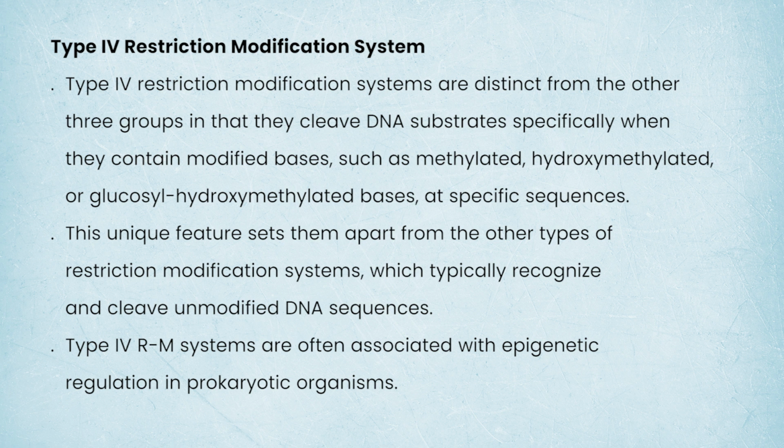So, what happened in type 4? This unique feature sets it apart from the other types of restriction modification, which typically recognize and cleave unmodified DNA sequences, but this type 4 enzyme will cleave only the DNA substrates which show modified bases. So, if the virus is successfully modifying the bases, then what will happen? This type 4 restriction system will attack the modified bases of the viral DNA, but your host DNA remains unmodified.